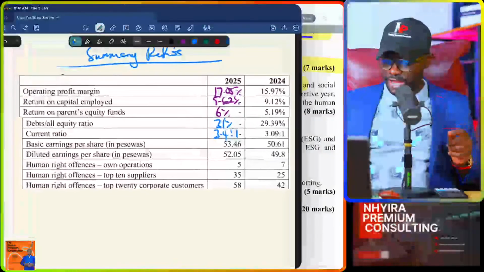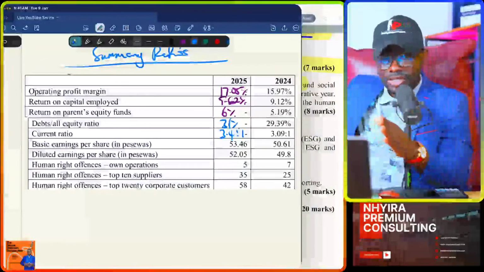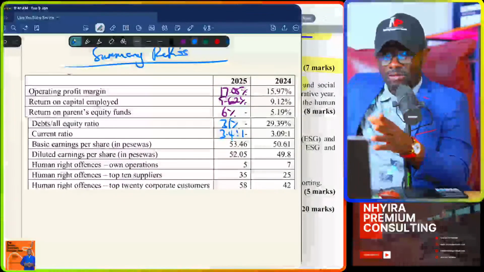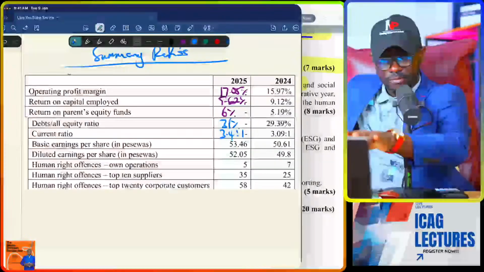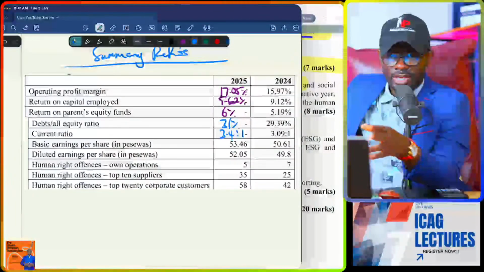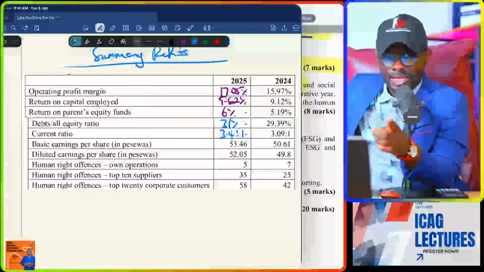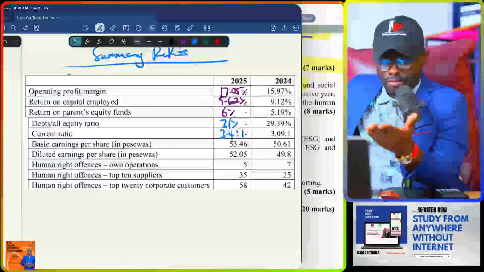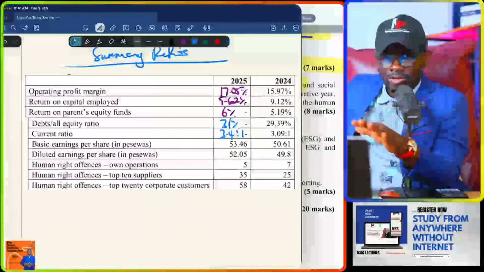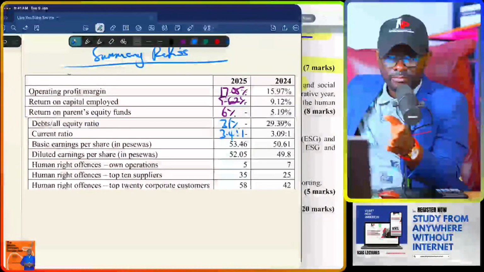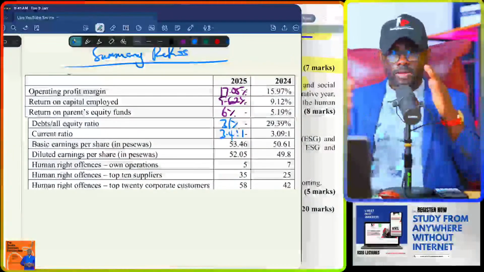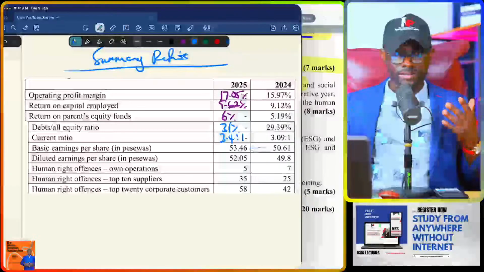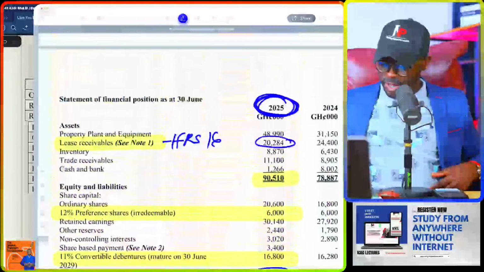So if we look at it here, operating profit margin is marginally increasing. Return on capital employed is almost the same, although there is a slight increase. Return on the parent equity has also marginally increased. Debt to equity has also marginally increased, it could be almost the same. Current ratio also marginally increasing. So what's going on here? From the financial perspective, earnings per share also has increased marginally. And so what are some of the things that we can attribute to that?